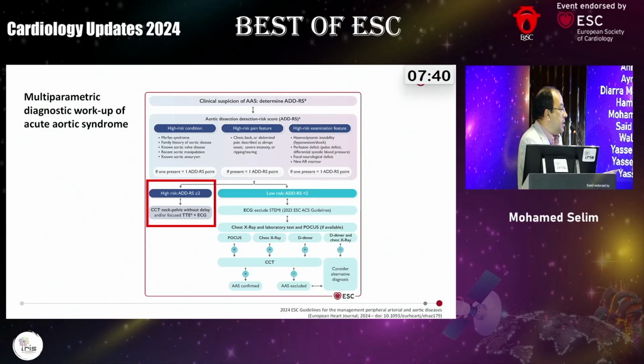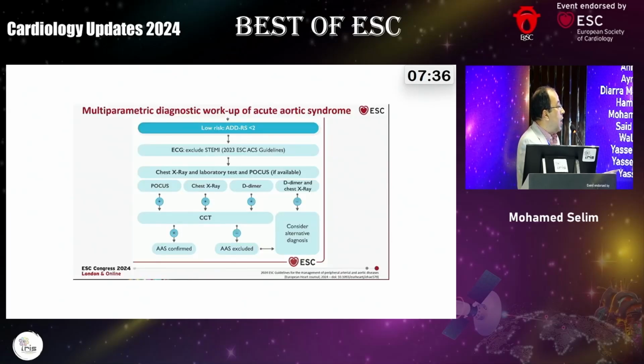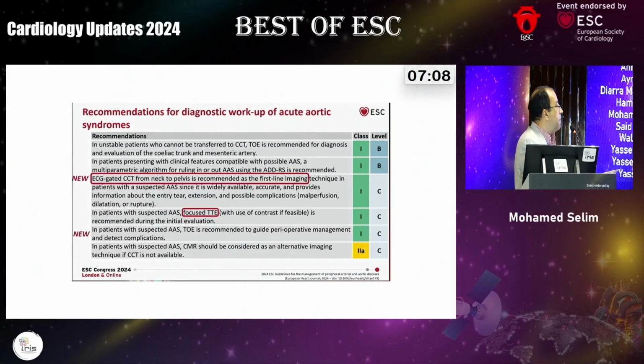If the risk score for this detection is less than 2 points, I will go for ECG to rule out STEMI, and then go for chest X-ray, point-of-care ultrasound examination or rapid echo, and D-dimer. If any one of these investigational tools points to acute aortic syndrome, I will manage it as the presence of aortic dissection or acute aortic syndrome. If not, I have to consider an alternative diagnosis.